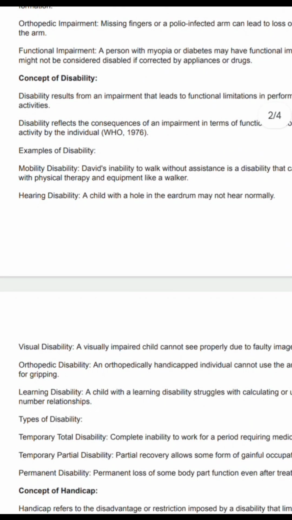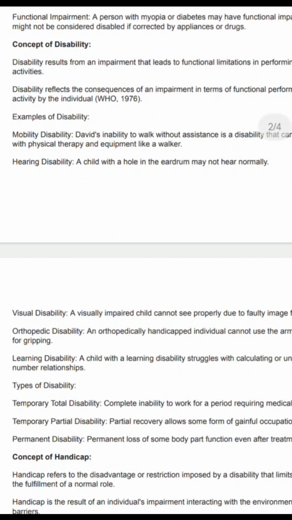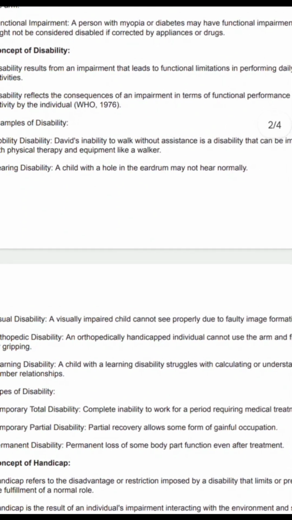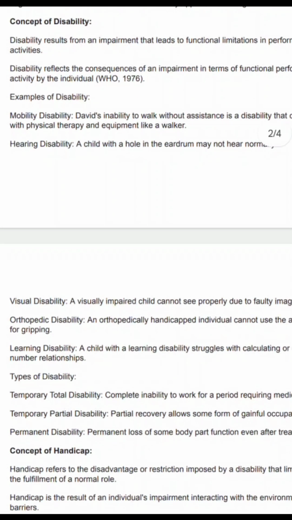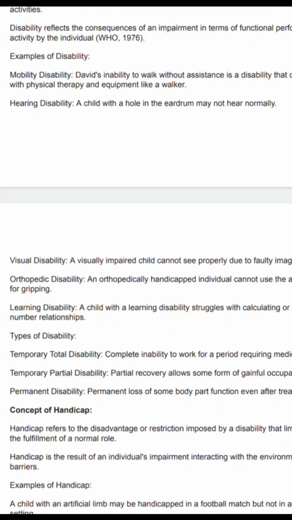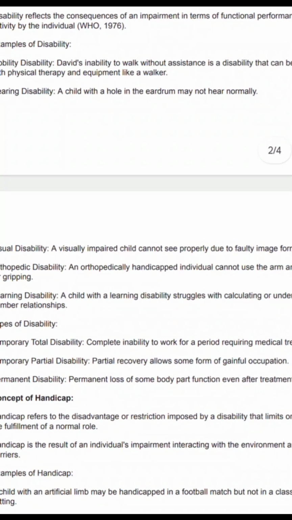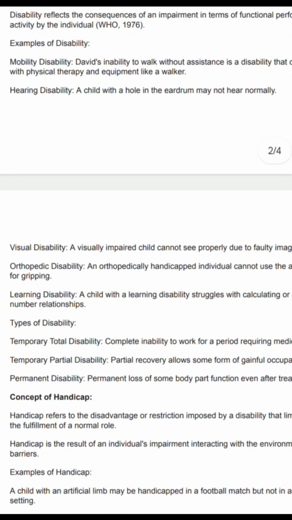Concept of disability. Disability results from an impairment that leads to functional limitation in performing daily activities. Disability reflects the consequences of an impairment in terms of functional performance and activity by the individual. Examples of disability. First one, mobility disability. David's inability to walk without assistance is a disability that can be improved with physical therapy and equipment like a walker.